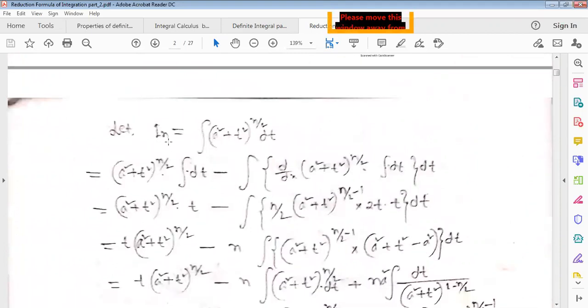Now let us consider I_n equals integration of (a square plus t square) to the power n by 2 dt. (a square plus t square) whole to the power n by 2, integration of dt minus, that means UV process.